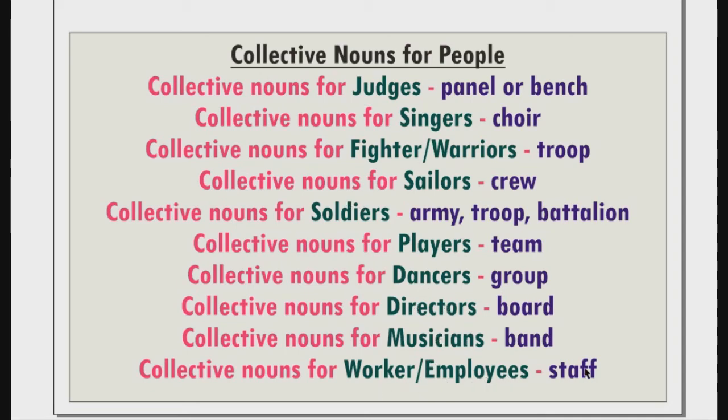Workers or employees, we can refer to them as a staff of workers, a staff of employees. When you have musicians, you usually refer to them as a band of musicians. So each of these words is an example of a collective noun.